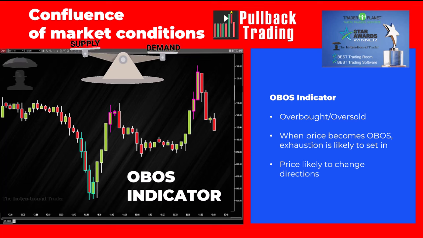Next indicator, our overbought, oversold indicator. This is actually one of my favorites. When price becomes overbought or oversold, what happens? Exhaustion is setting in. It's likely to change directions. So instead of having an oscillator down at the bottom of our charts to tell us if price is overbought or oversold, we put all the information right on the bar. This is an overbought condition. This is an oversold condition, right? So it tells us when to expect that exhaustion to be setting in.